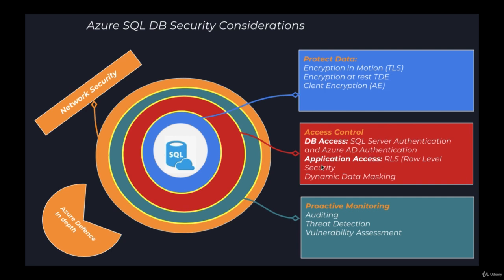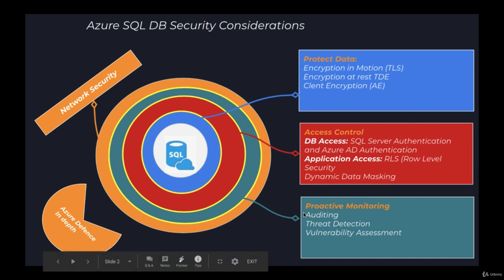Then at the application level, there is row level security, which restricts access to rows of data based on user identity or role. It is a very good feature which can be implemented to ensure, let's say, that users only have access to data rows relevant to their department and don't have access to restricted or confidential data. Then dynamic data masking is there: we can mask the data that we don't want to be visible to others.